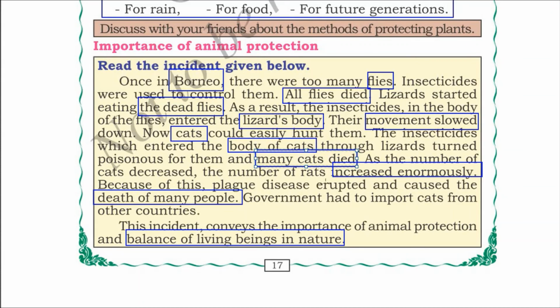As the number of cats decreased, the number of rats increased enormously. Because there were no cats to eat the rats, they multiplied. Because of this, plague disease erupted and caused the death of many people. Plague is a disease that is spread by rats. And because of the huge number of rats, the disease spread very rapidly and this caused the death of many people. Government had to import cats from different countries. This incident conveys the importance of animal protection and balance of living beings in nature.